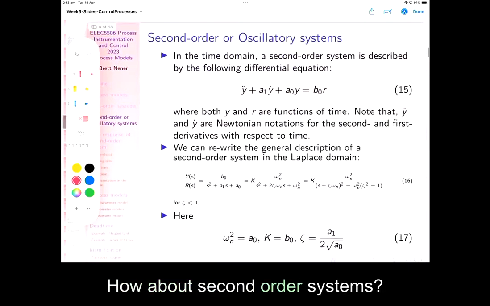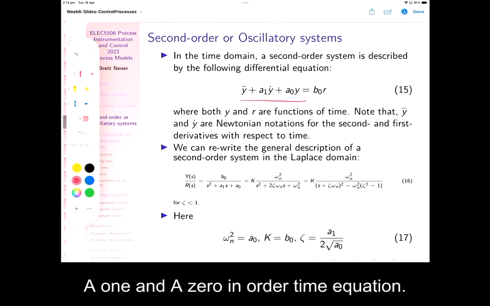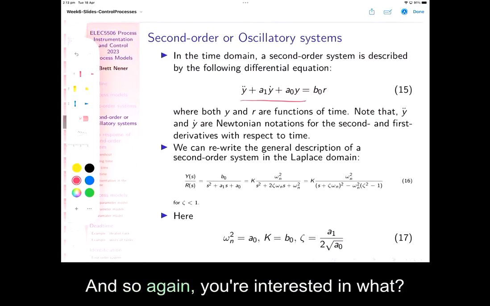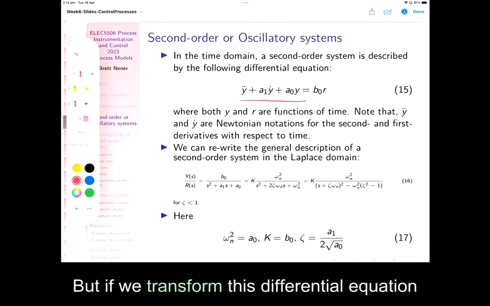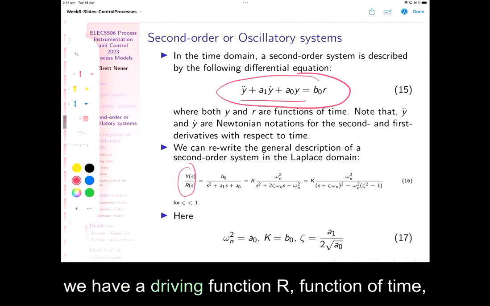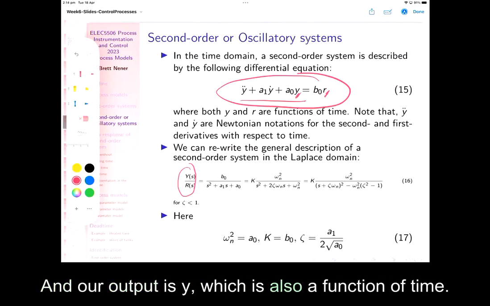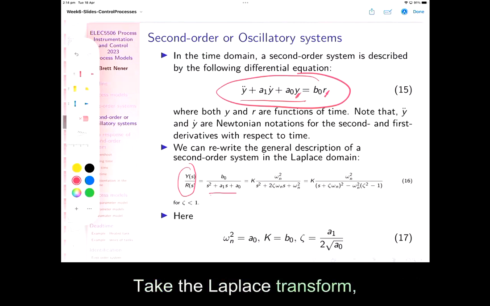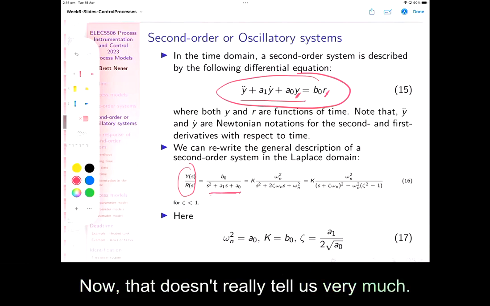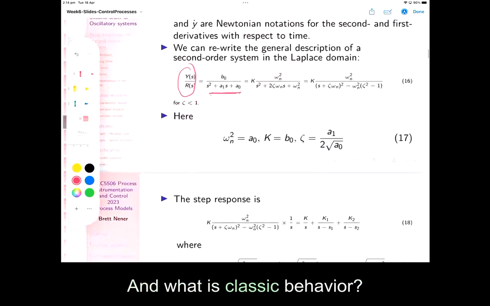How about second order systems? Second order systems are described by a second order differential equation, and you need two coefficients, A1 and A0, in order to define the equation. And so again, you're interested in what? If we transform this differential equation into the Laplace domain, we have a driving function R, a function of time, and our output is Y, which is also a function of time. Take the Laplace transform, and we have an equation like this. Now, that doesn't really tell us very much. What we really want to know is what is the classic response behavior. And what is classic behavior?